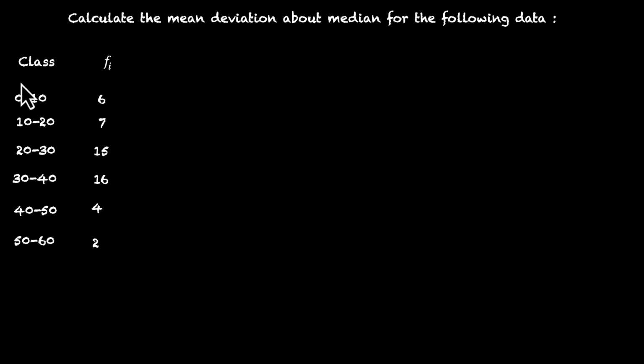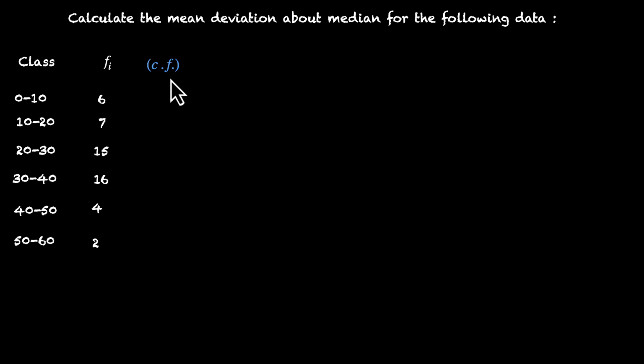Now pause the video, try this on your own. Find the mean deviation about median for this data set. Okay, let's do this together. Before we find the mean deviation about median, the first thing that we need to do is figure out what the median is. For that, let's get the cumulative frequency out.